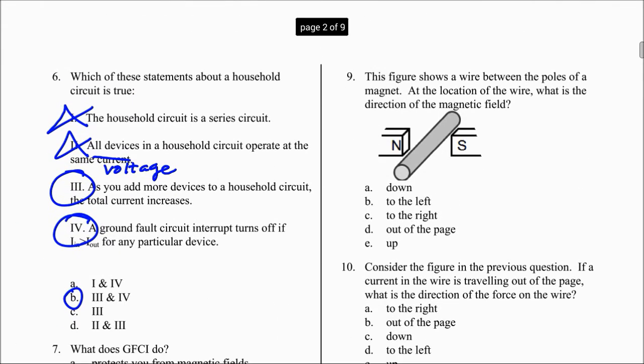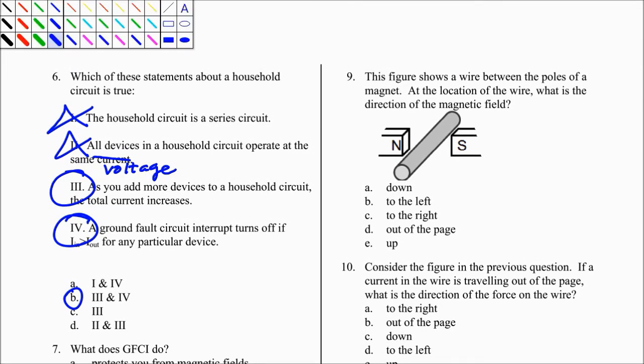All right, this figure shows a wire between the poles of a magnet. At the location of the wire, what is the direction of the magnetic field? Well, magnetic fields run from north to south, so it's to the right.